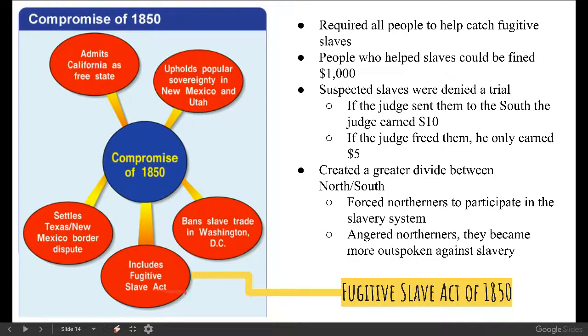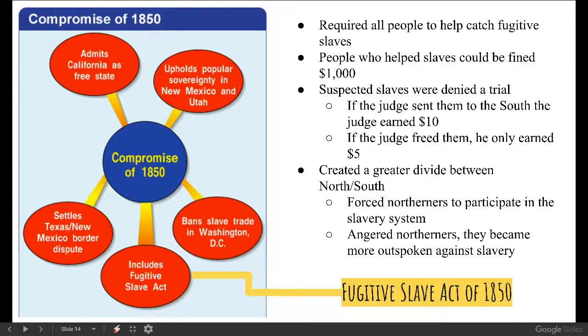And it also included the Fugitive Slave Act, all right, which I have some information over here. So the Fugitive Slave Act required all people to help catch fugitive slaves. So if you see someone walking down the street who you think is a slave, you could probably tell if their hair is matted, if they have ripped clothing, they're dirty, probably an escaped slave. And so if you see someone, you have to report them and send them back to the South. And people who helped slaves escape could be fined up to $1,000.